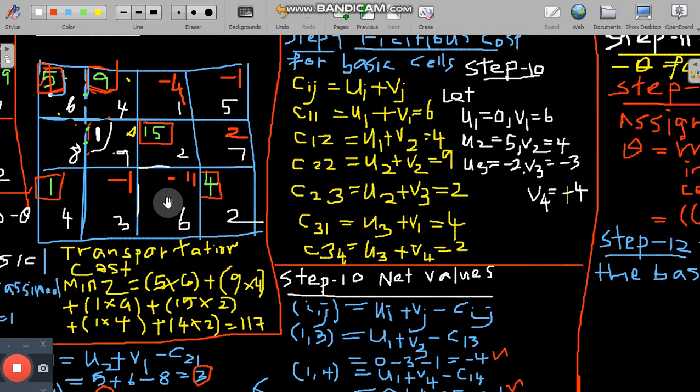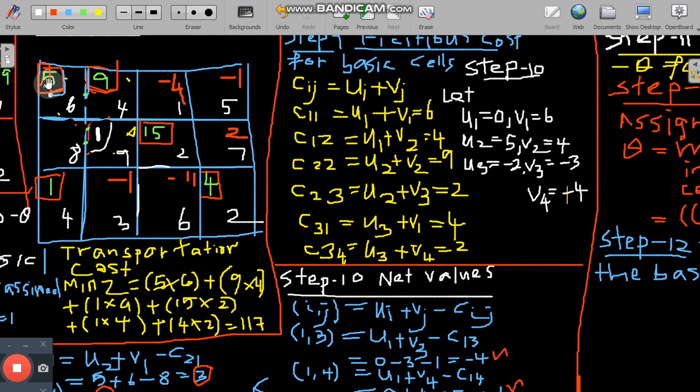For the basic cells. Now what are the basic cells? C11 is a basic cell, C12 is a basic cell, C22 is a basic cell, C23 is a basic cell, C31 is a basic cell, and the last basic cell is C34. For these basic cells, we have to use the formula Cij equals Ui plus Vj.